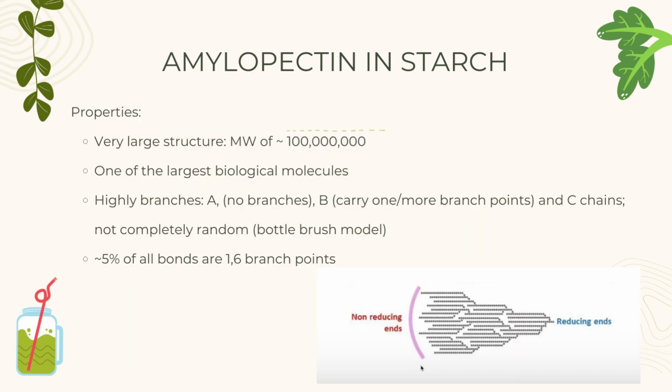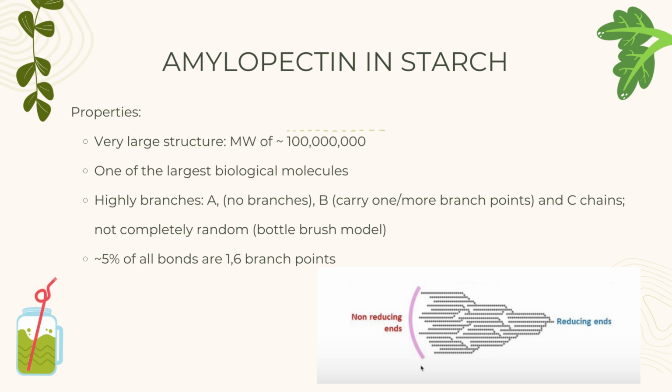Properties of amylopectin and starch. It has a very large structure, as the molecular weight can be up to 100 million. It is highly branched, and around 5% of all the bonds are alpha-1,6 branch points. It has 3 levels of branching. The C chain has multiple branches that are the initial branching point of amylopectin, and then the B chain carries 1 or more branch points, and the one without any branches is the A chain.